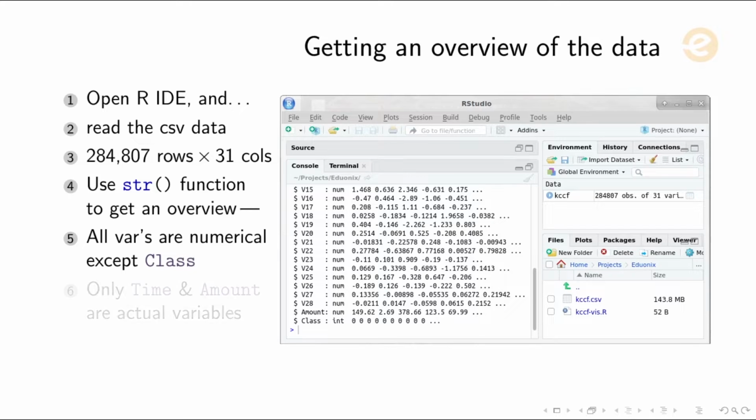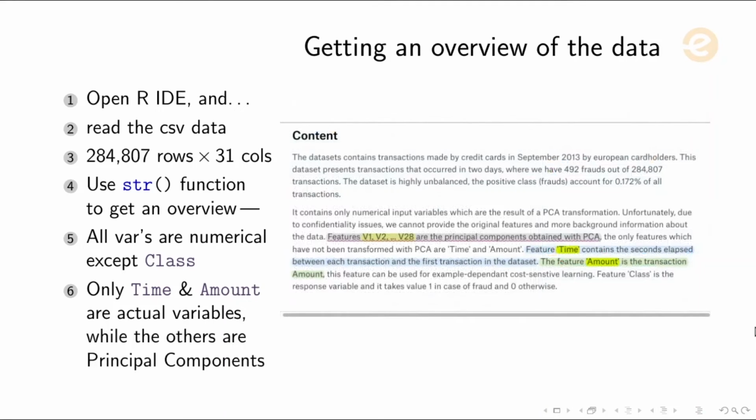At this stage, we note one more thing: Time and Amount are the actual variables which have some meaning. Go to the Kaggle website once more and scroll down and you will find that these features V1 to V28 are the principal components obtained with PCA, and Time is the seconds elapsed between each transaction and the first transaction in the data set, whereas Amount is the transaction amount. So these two are the variables that are preserved from the original data set, whereas the other features are all encrypted, or maybe anonymized, in the form of V1 to V28.